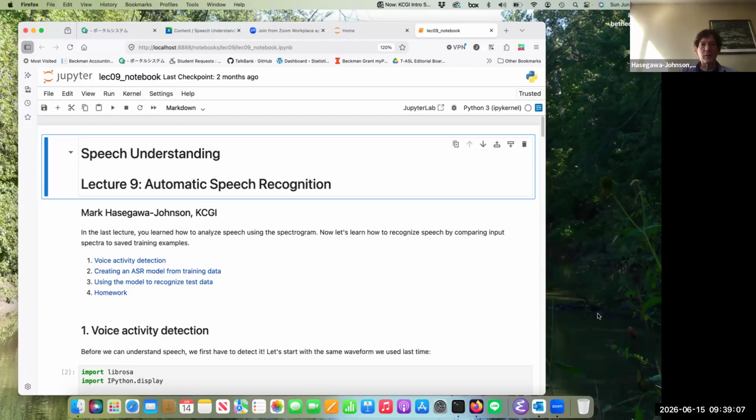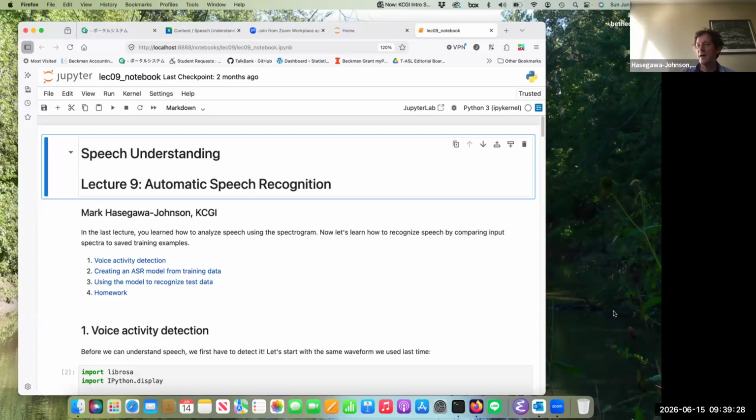This week, we're actually going to create an automatic speech recognizer. I'm going to tell you how to detect speech in a signal using what's called a voice activity detector. The voice activity detector really just looks for high energy sequences in the audio. And then we'll create an automatic speech recognition model.